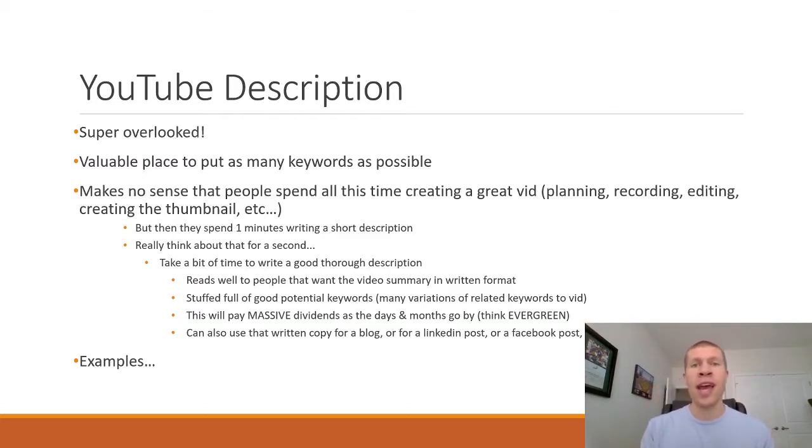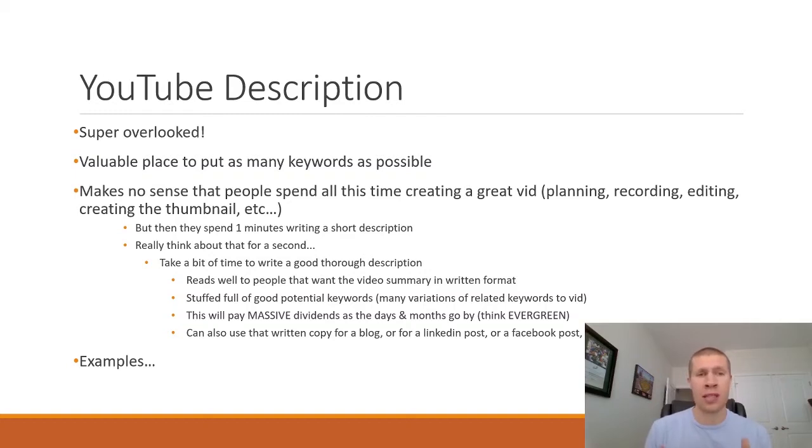Basically write a summary and try to stuff in as many variations as possible while still having it read well. So this will pay massive, massive, massive dividends in the days and the months to come. Think like we've talked about before, evergreen, not just in your title, but in your description as well, because that will, I promise you, help you rank for those keywords when people search that in their search results. If that shows up in your description, you have a potential chance to rank for it as well, okay?